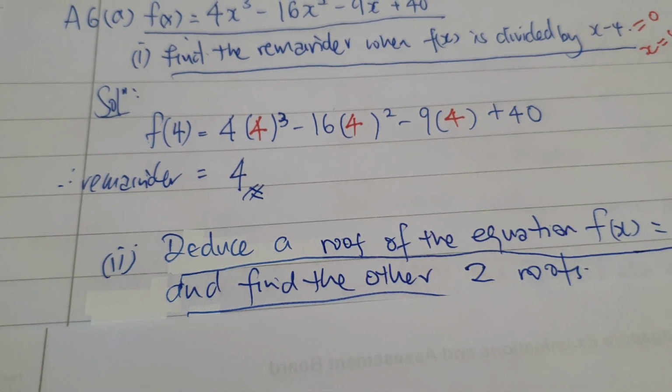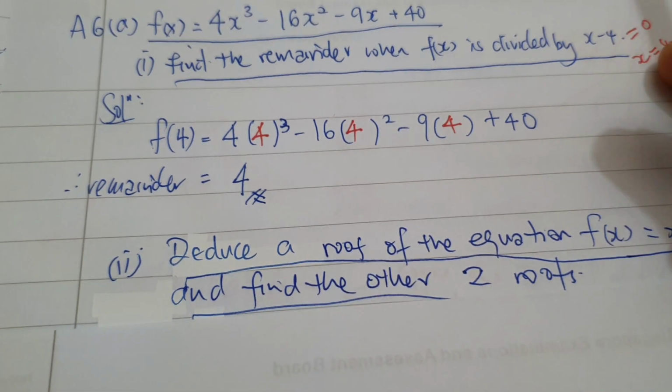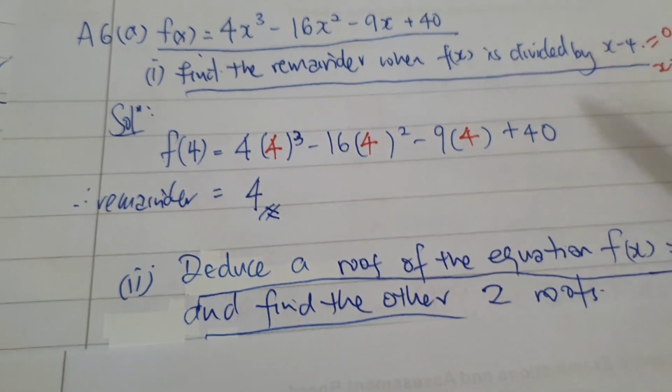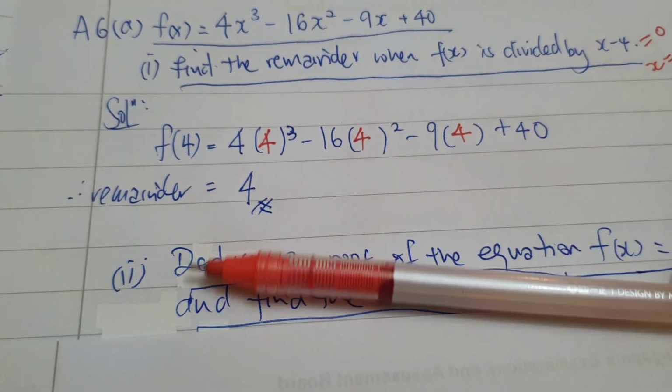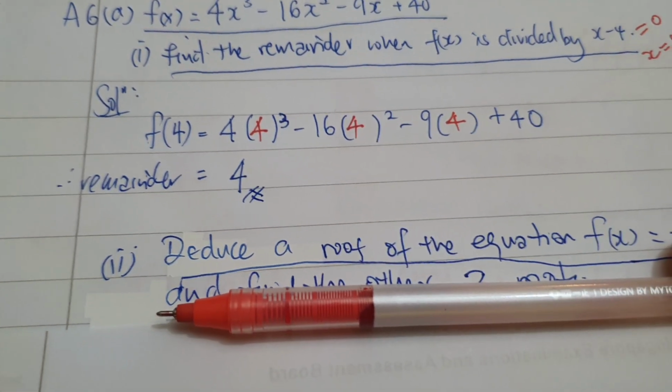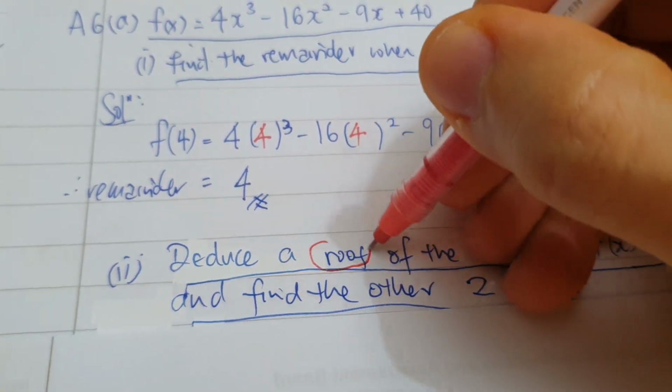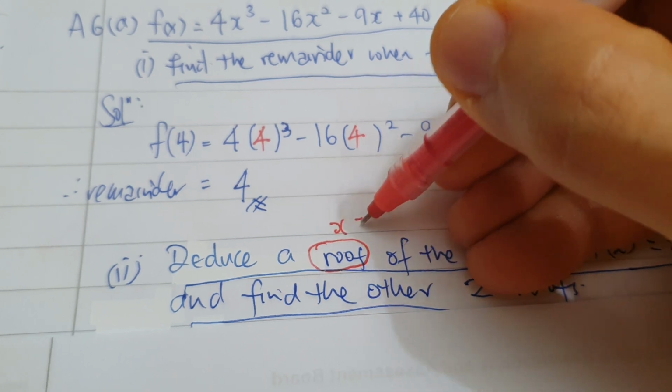Now the next part, deduce a root of the equation fx equals to x and find the other two roots. Now there are two parts to this question. Let's do the first one. Deduce a root. What does it mean by deduce a root? Root means an answer. That means what is x equals to.